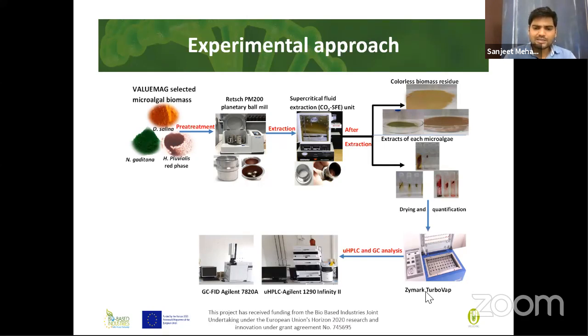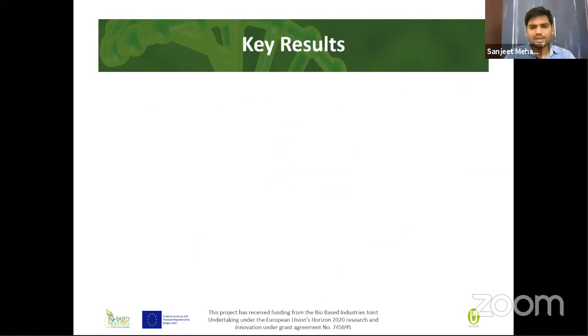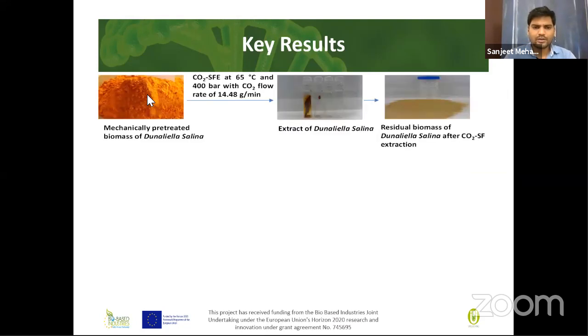We also analyzed and quantified this extract using the TurboVap, the Ultra HPLC and GC-FID. I am just going to show you the key results that we have optimized. We use different conditions for each microalga, as I told you, and we work with different pressures. Firstly, I would like to give you brief results for Dunaliella salina. We found that Dunaliella salina was pretreated with the optimum condition, and the extraction was carried out at 65 degrees centigrade and 400 bar pressure, with a CO2 flow rate of 14.48 grams per minute.